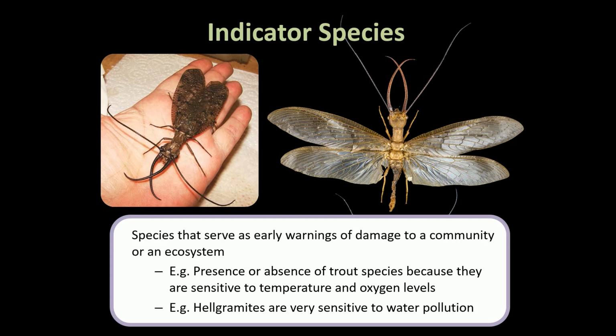So an indicator species is one that is sensitive to environmental conditions, and when their population drops, it tells us that at some point throughout the year, something has happened to affect those conditions. Another example are trout species. They're extremely sensitive to temperature and oxygen levels.